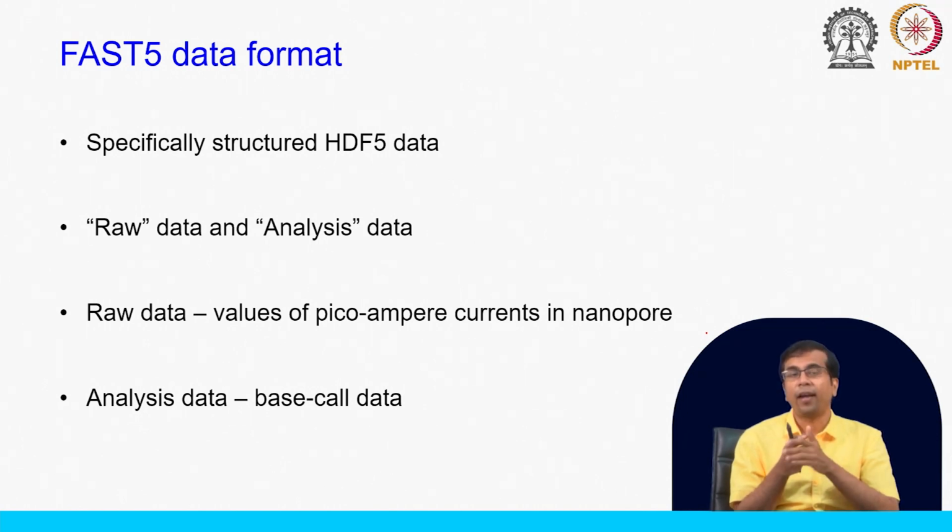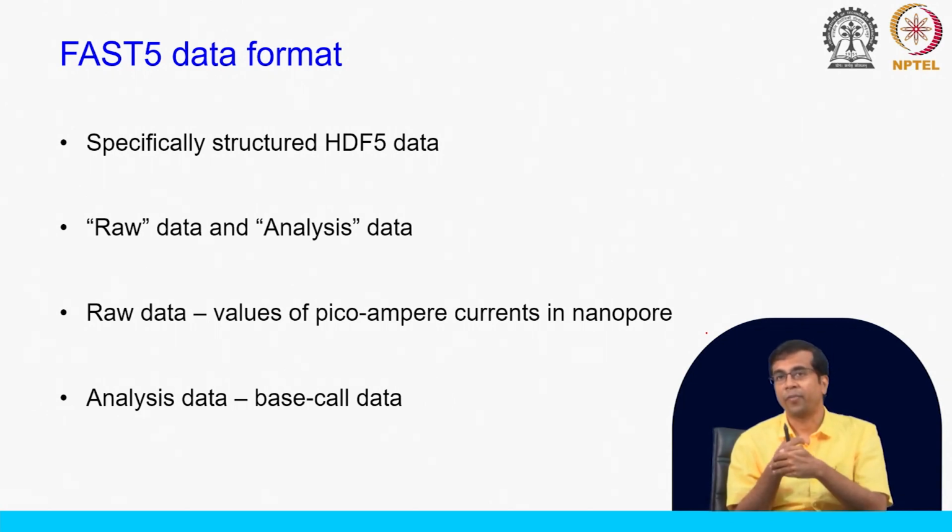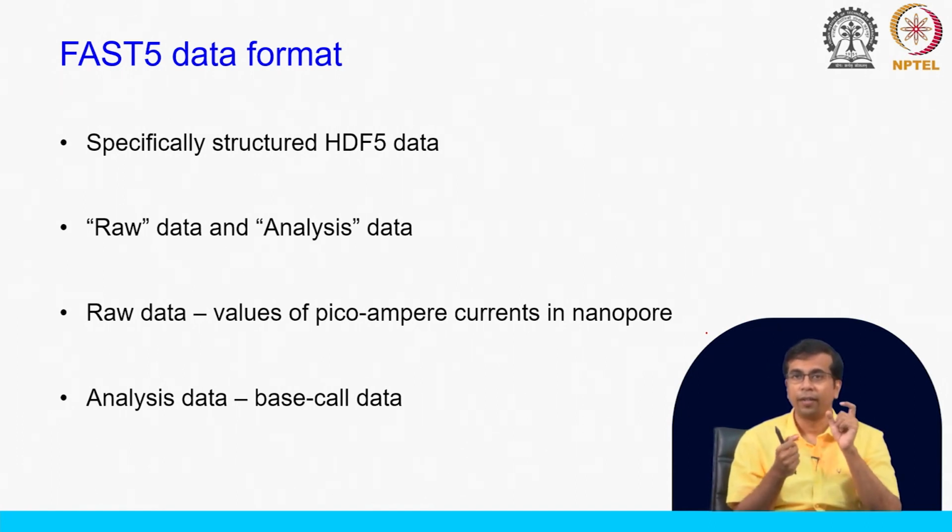Okay. And then you have the analysis data, which is the base call data. We apply different algorithms or neural networks, the artificial neural networks that we talked about, on the raw data to detect the base sequence, the base k-mers. So this analysis data contains the base call data. This is now standard: we have the raw data in there, and the base call data is also available.